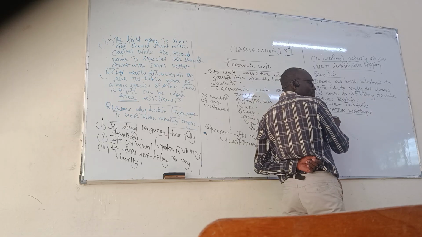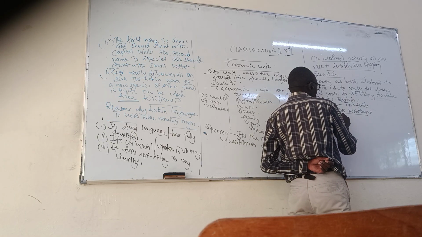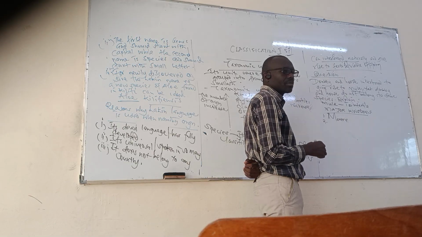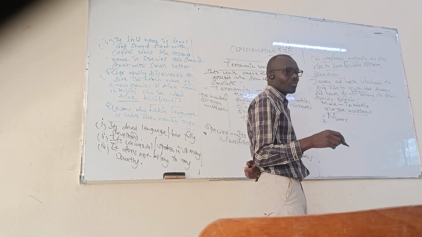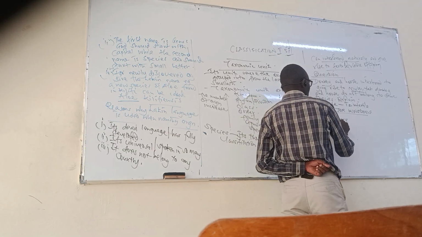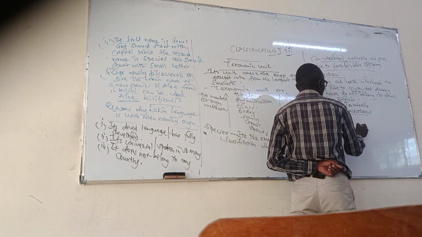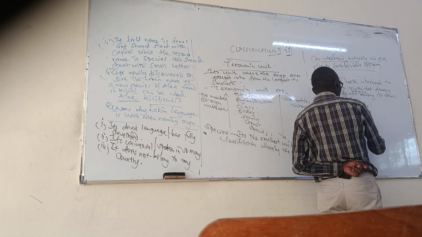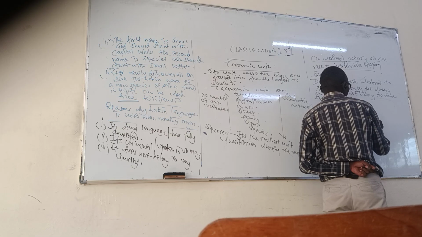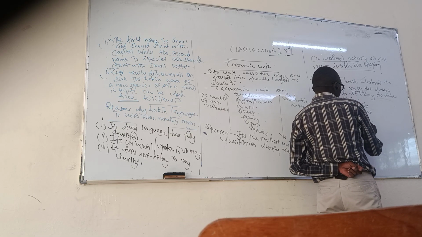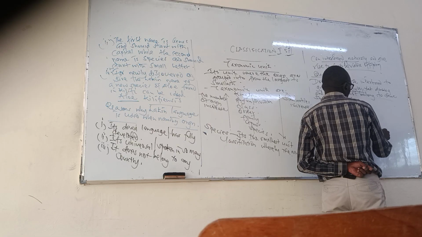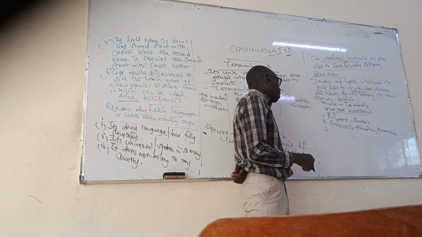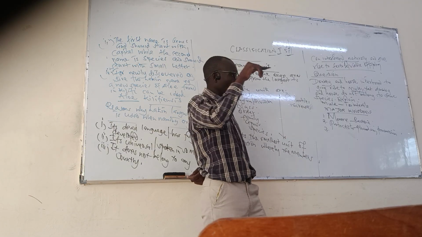The first one is kingdom Monera. The second one is kingdom Protista. Examples of kingdom Monera: we have bacteria. In Protista we have Plasmodium and Paramecium.